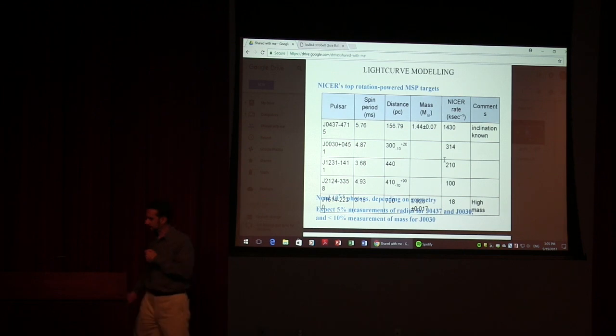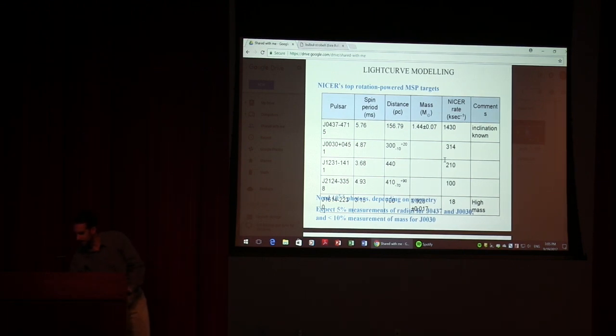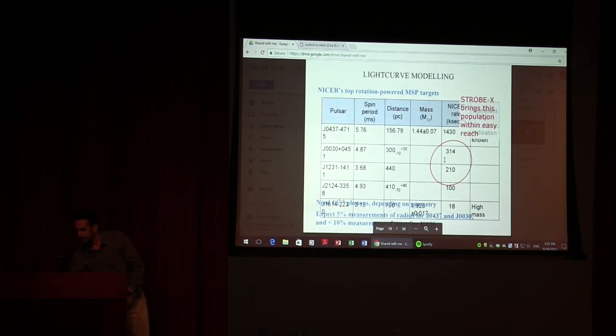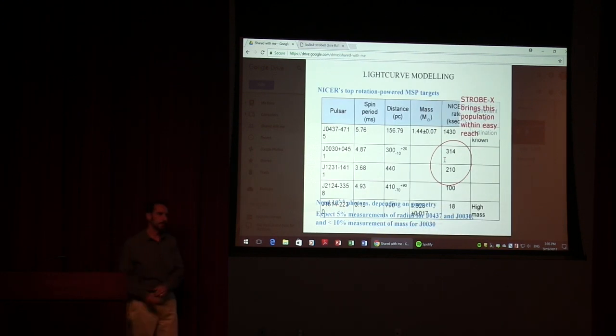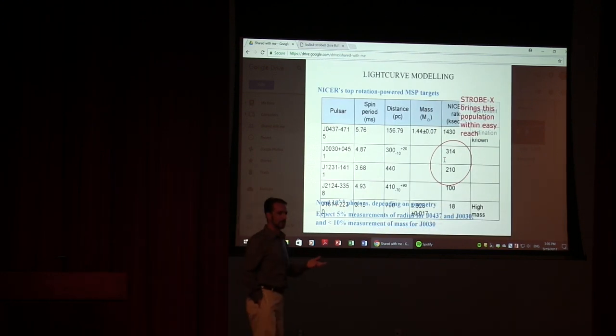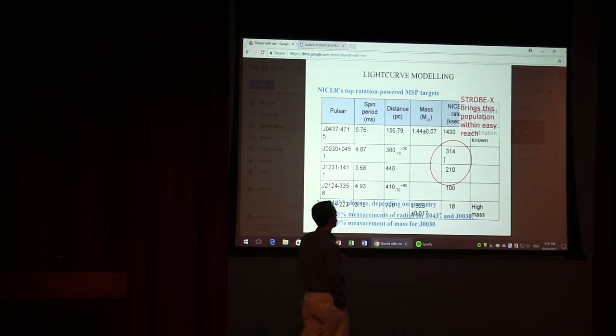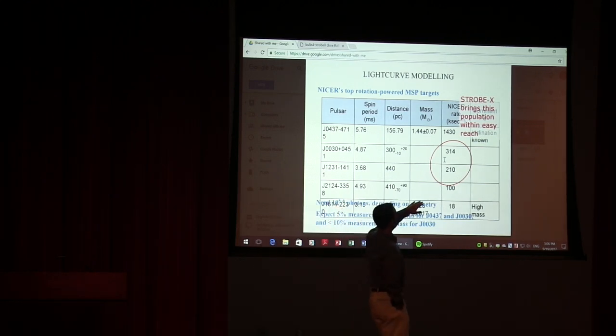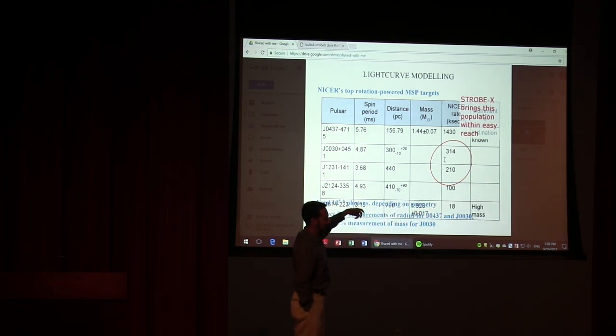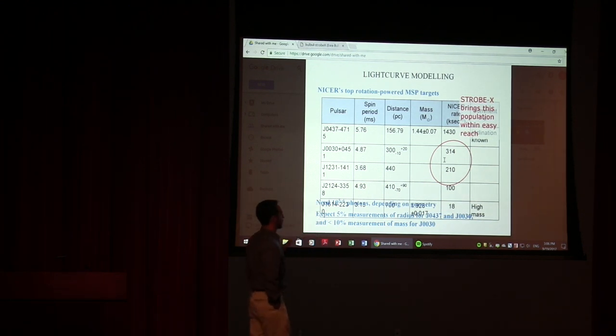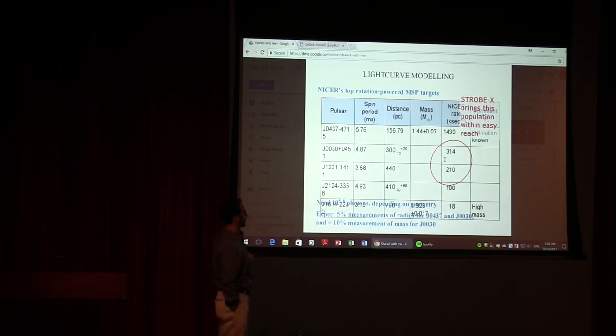So what STROBE-X offers for this analysis is that we're no longer relying on the tail of the distribution of these rotation powered millisecond pulsars. STROBE-X brings into play, and the circle is meant to extend down a little further, the much larger population of more common dimmer rotation powered pulsars for this modeling.